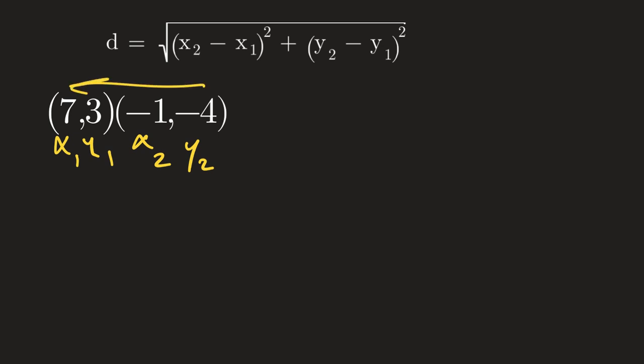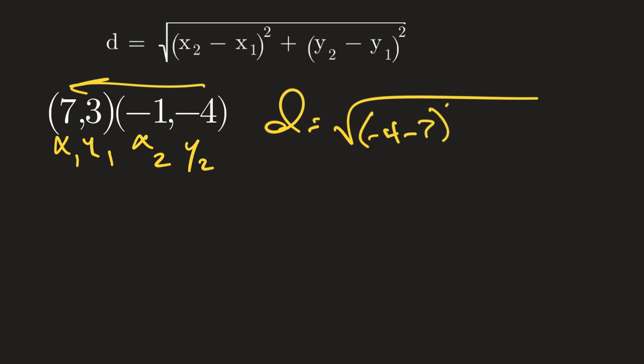I'm going to go from right to left. So when I plug this in, we're going to go distance equals, and we're going to go -4 minus 7, and then I'm going to go -1 minus 3.